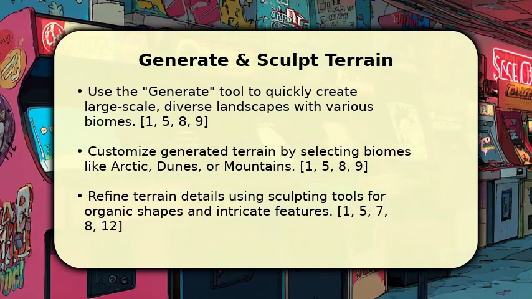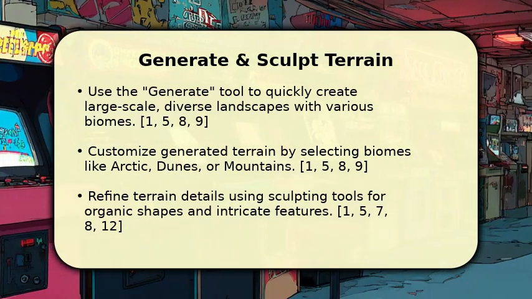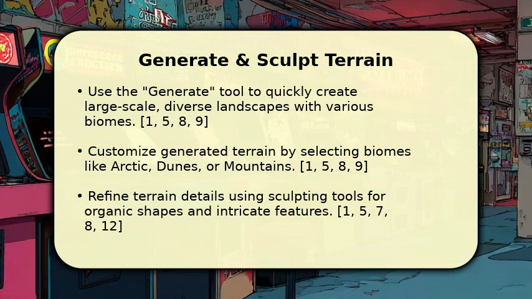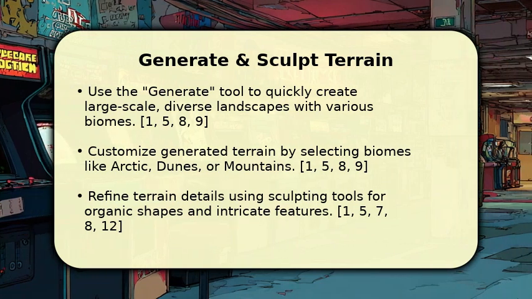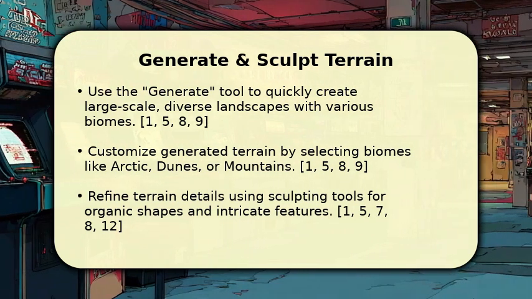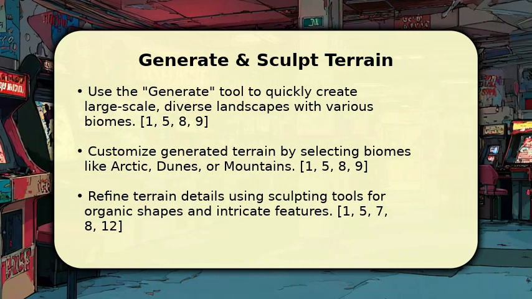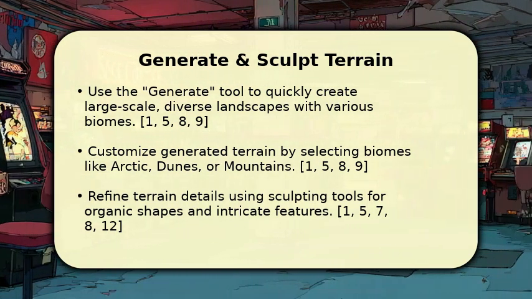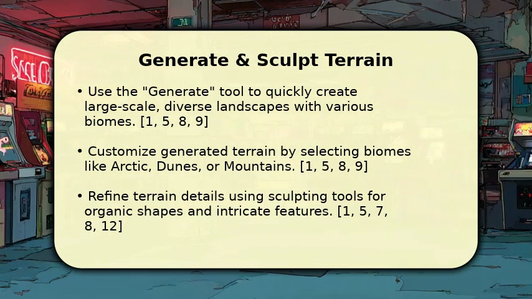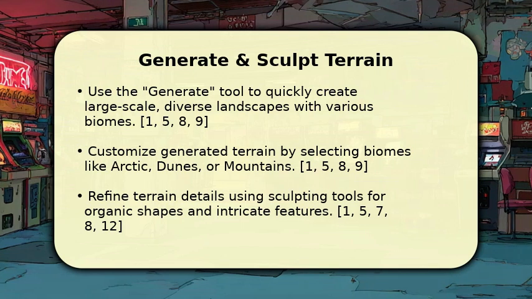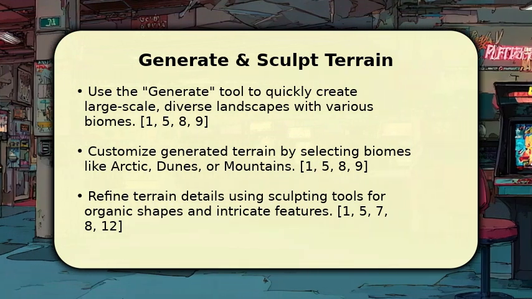For expansive worlds, the Generate tool is a powerful starting point, procedurally creating terrain within a selected region. You can choose from several biomes, such as Arctic, dunes, or mountains, to instantly form diverse environments. After generation, use sculpting tools to add organic details, like intricate rock formations or winding riverbeds. Remember, you can adjust the size and position of the generation region, allowing for both vast and localized terrain creation.